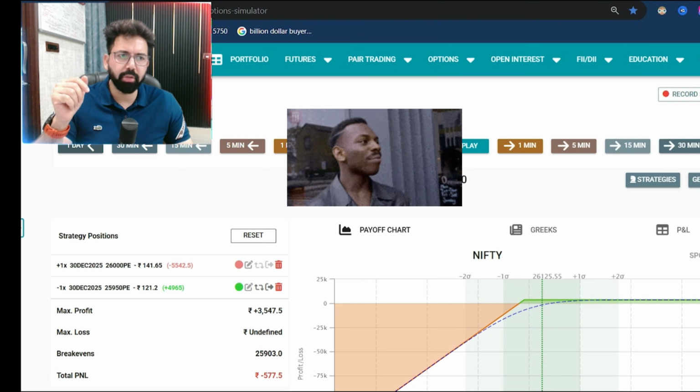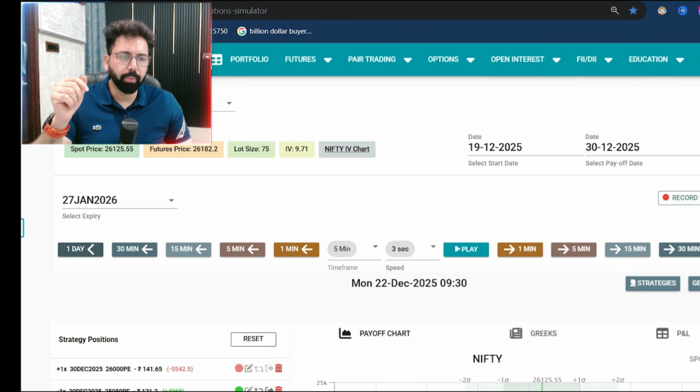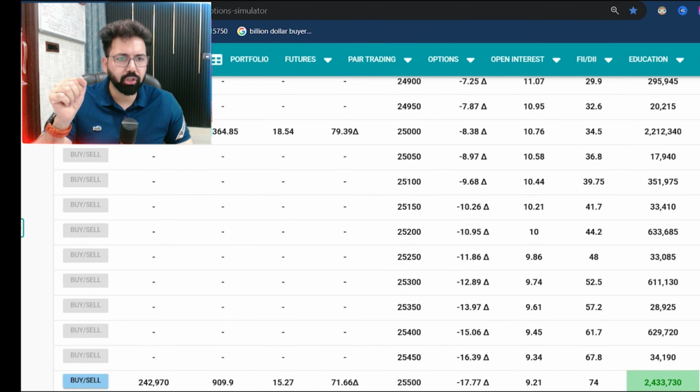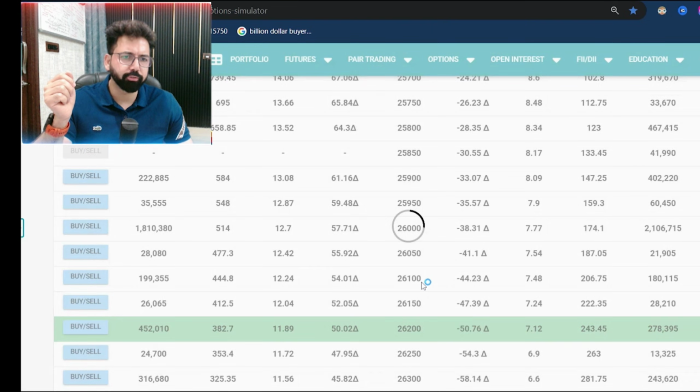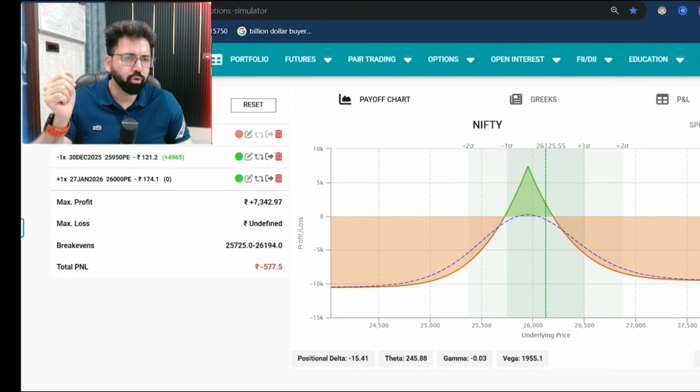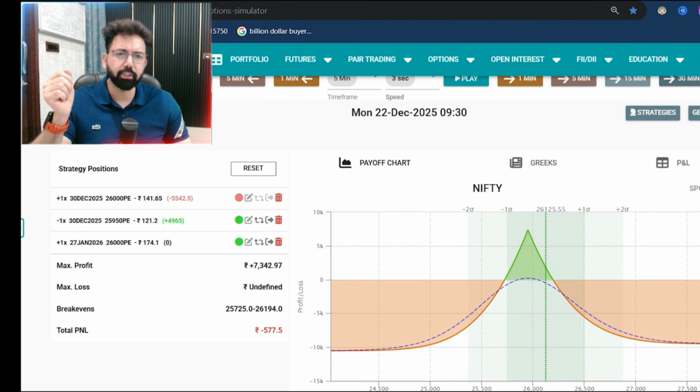Let me show it to you. It will be even clearer. So I'll open the option chain, the option chain of January, as you can see. Same strike. I'm sure many of you must be learning it for the first time. Here we go. And when you do this, it looks something like this now.